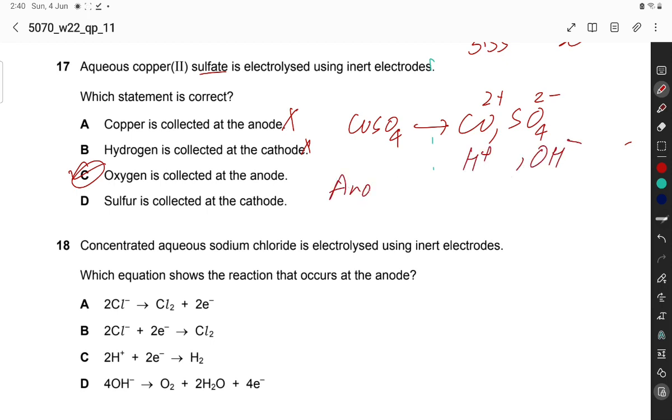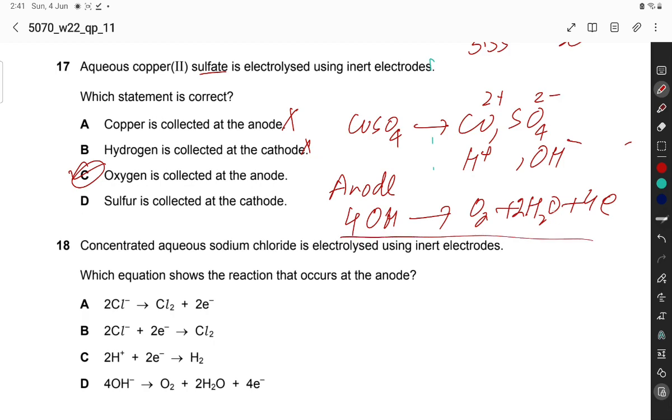At anode, OH ion to form oxygen plus water plus 4 electron. So this is the reaction at anode. So oxygen is produced at the anode because we are using inert electrodes.